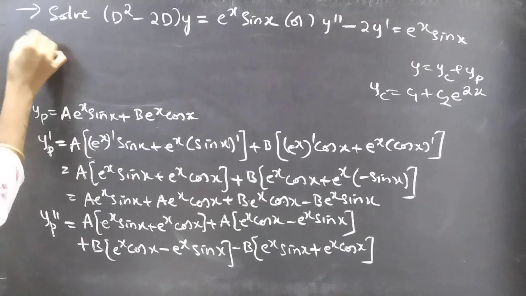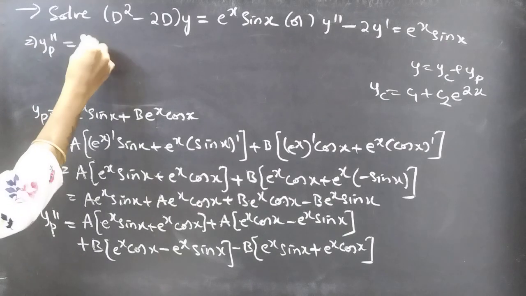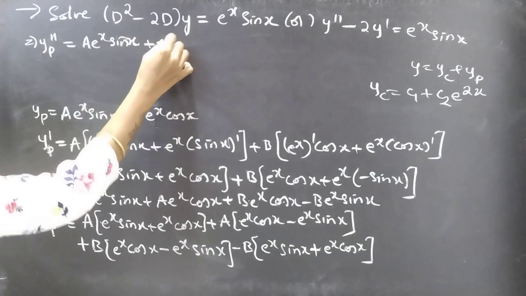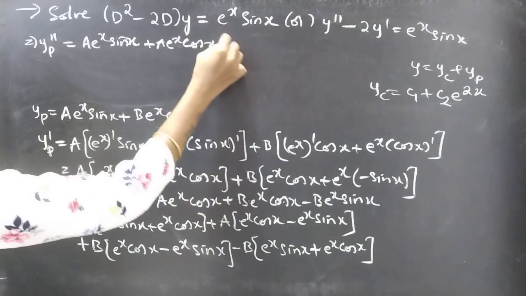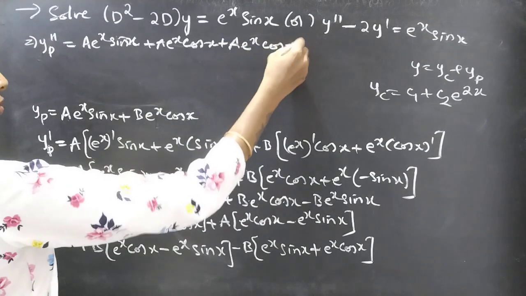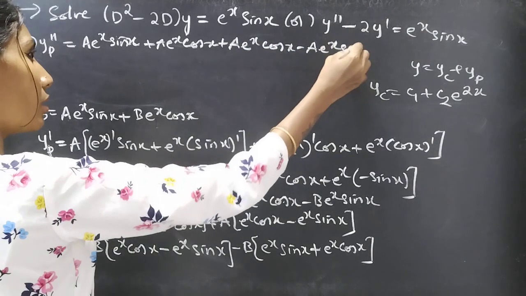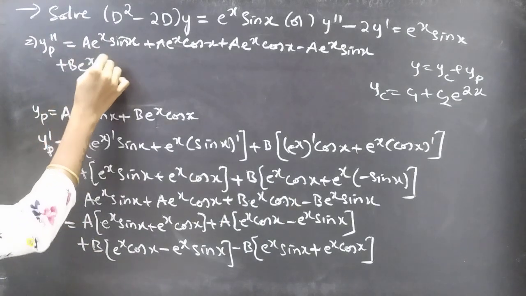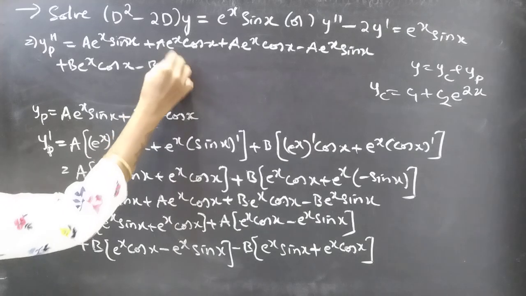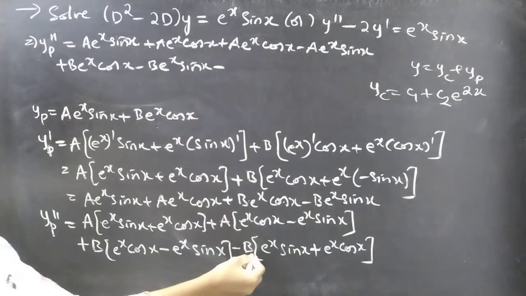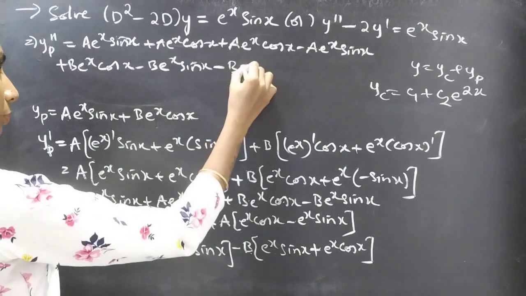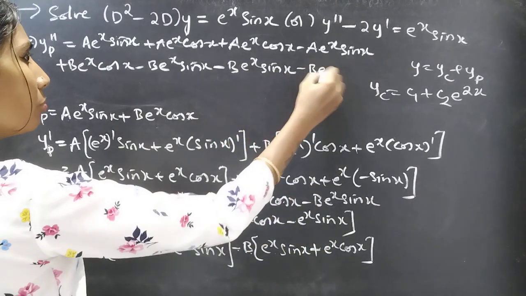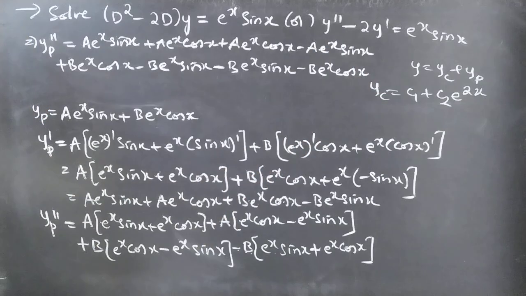Now from this we'll get yp double dash equal to a e power x sin x plus a e power x cos x plus a e power x cos x minus a e power x sin x plus b e power x cos x minus b e power x sin x minus b e power x sin x minus b e power x cos x.